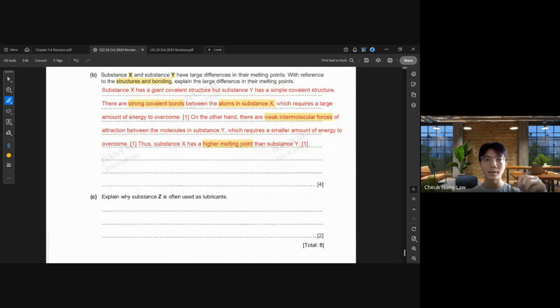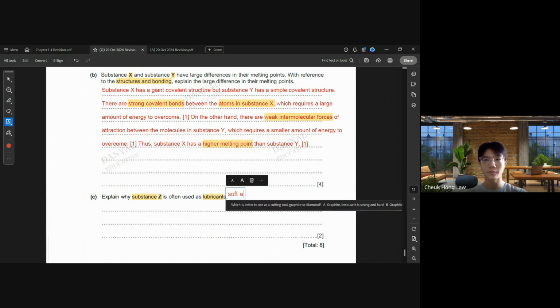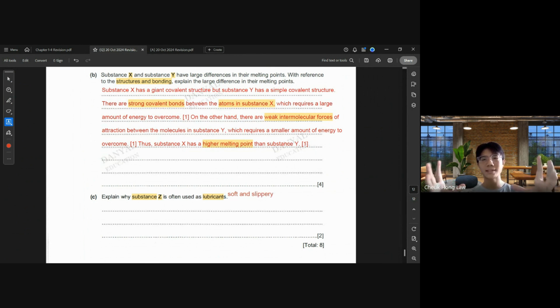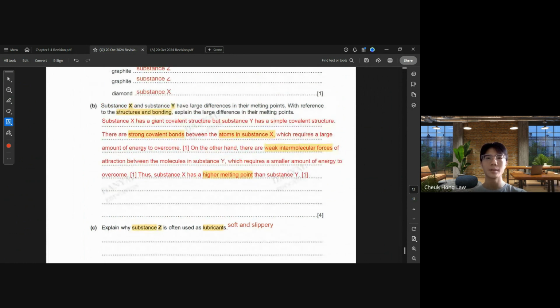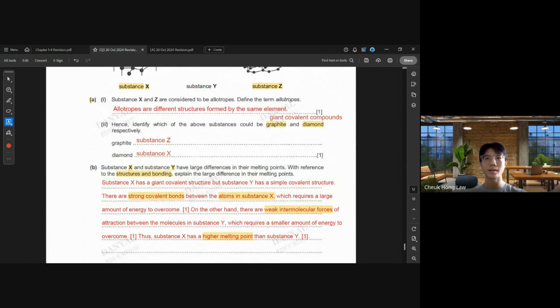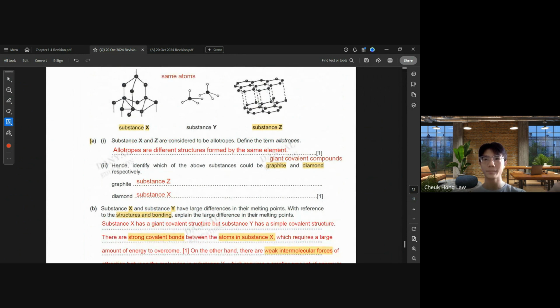Okay, let's look at part C. Explain why substance Z is often used as lubricants. So what are the properties of lubricants? They have to be soft and slippery. So let's explain why substance Z is soft and slippery. So firstly, substance Z we already identified is probably graphite, right? So why is it soft and slippery?